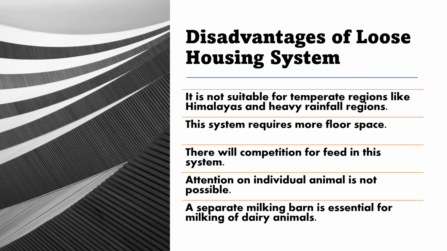When we look at the disadvantages of loose housing system, it is not suitable for temperate regions like the Himalayas and heavy rainfall regions. This system requires more floor space. There will be competition for feed in this system. Attention on individual animals is not possible. A separate milking barn is essential for milking of dairy animals, which includes the construction cost for this milking barn.